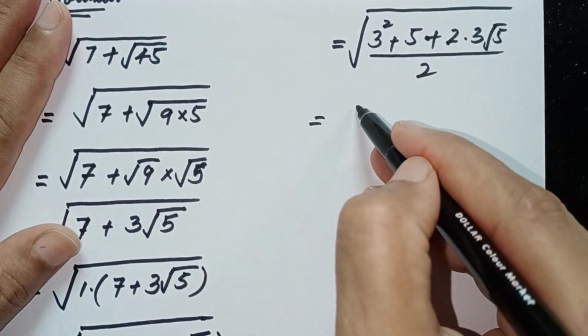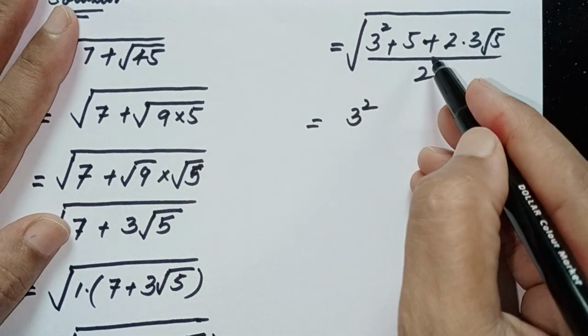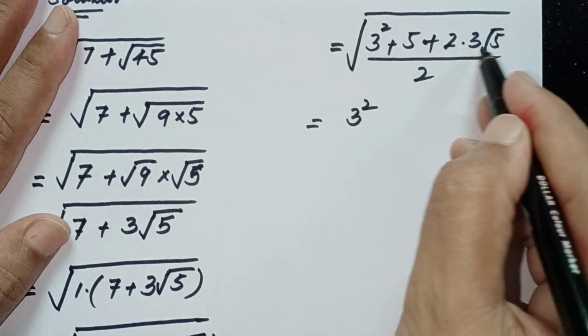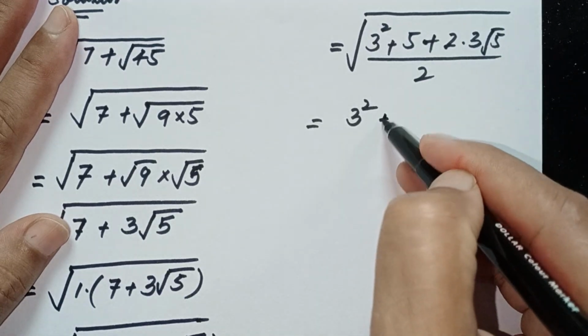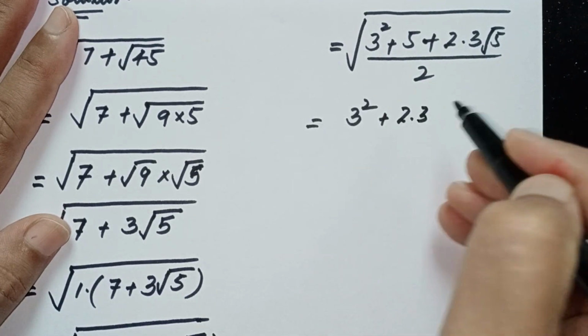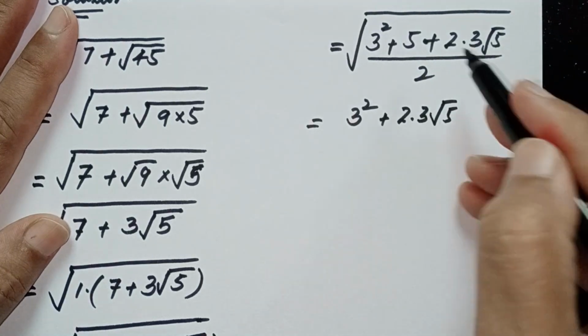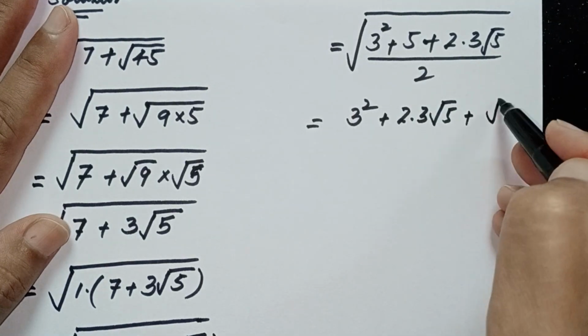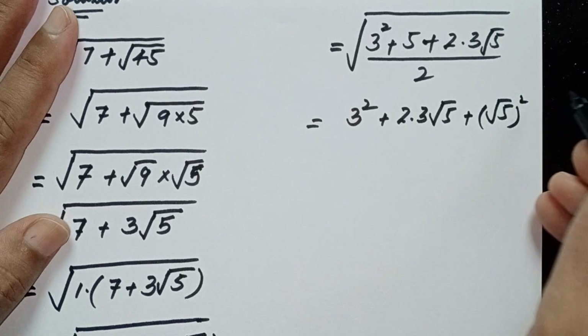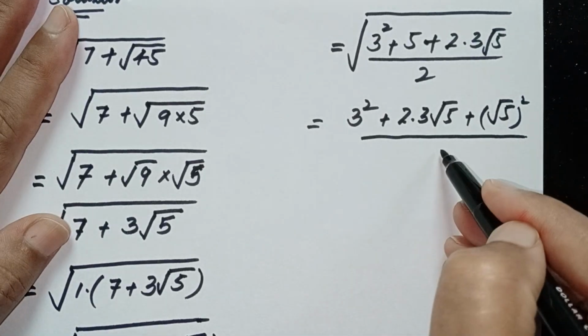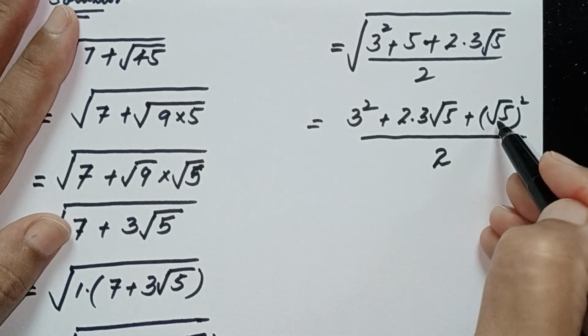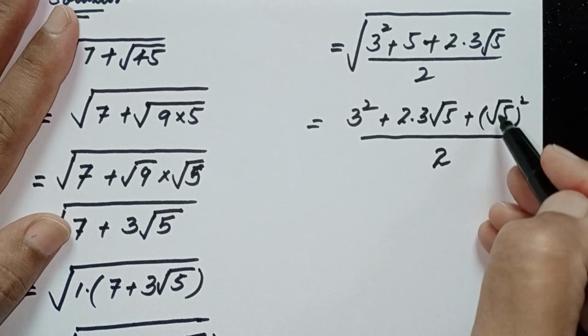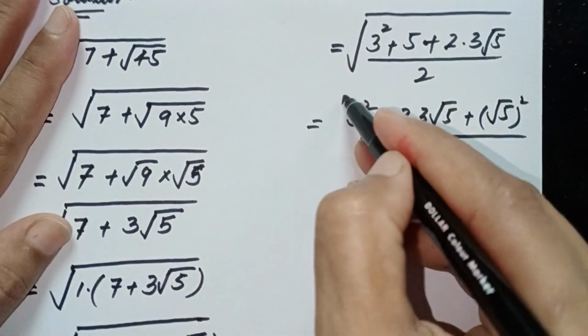So it will be equal to 3 square plus, we are going to arrange this expression. We will write 2 times 3 square root 5, and then we can write this 5 as square root 5 whole square, because this square will cancel out with the square root and we will get 5 again. So divided by 2, whole square root.